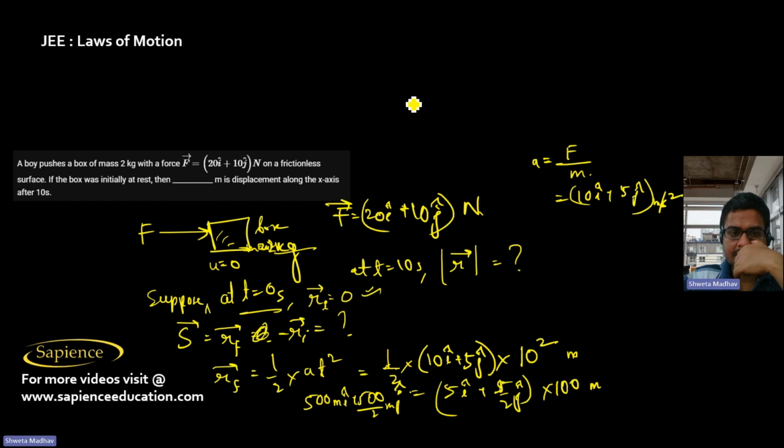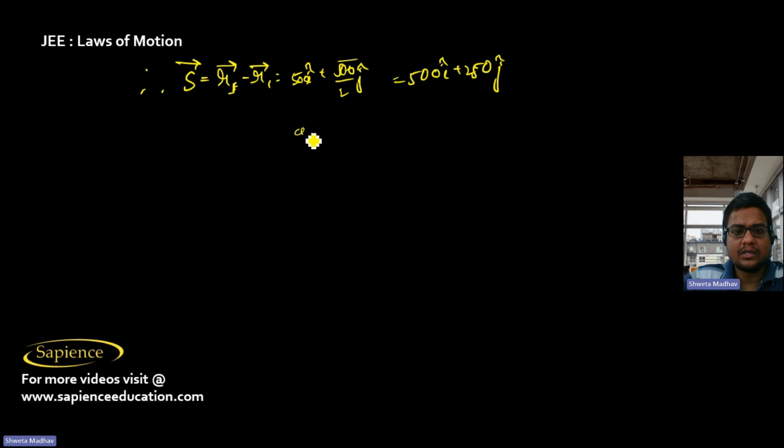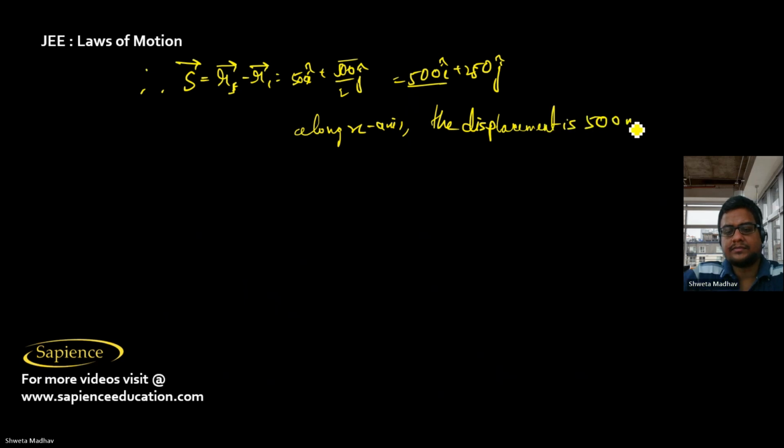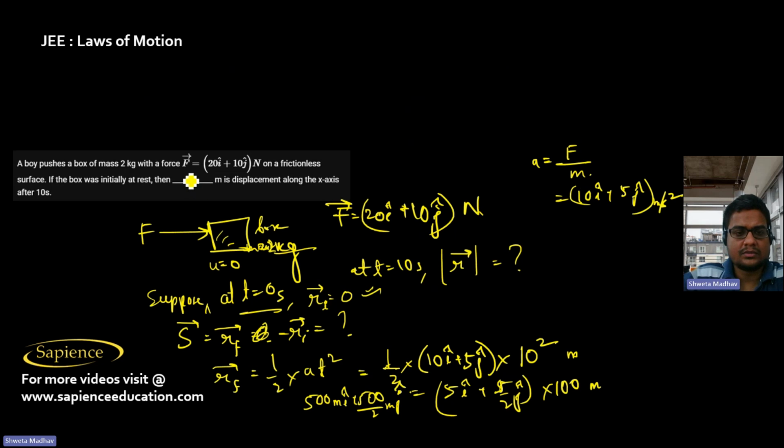So how much is the displacement along the x-axis only, it has been asked. So along the x-axis, the displacement will be 500 only. Displacement is 500 meters. So yeah, 500 is the answer.